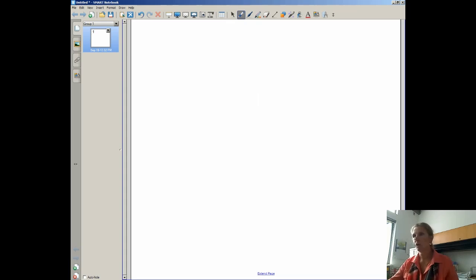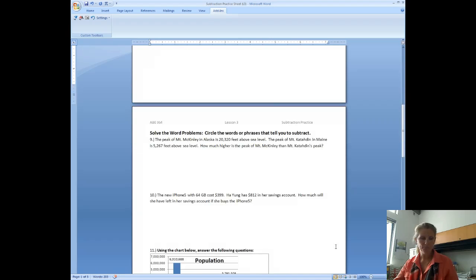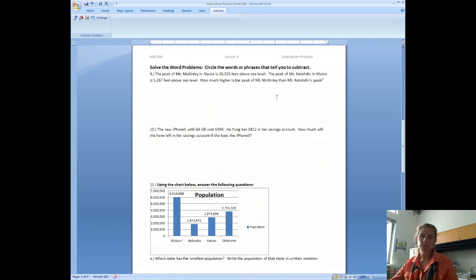Let's take a look at the word problem that I put on your subtraction practice sheet. The first one says the peak of Mount McKinley. Notice here, I should read the directions. That is a common mistake students make, and I just made it too. I just jump down and want to work the problem. I don't want to read the instructions. Well, if I read the instructions, it says solve the word problems, but it also says circle the words or phrases that tell you to subtract. We're working in a subtraction word problem set, so we have subtraction problems, but pretty soon you're going to have a worksheet with word problems that are all mixed in, and you have to be able to recognize when are you adding, when are you subtracting, when are you multiplying, when are you dividing.